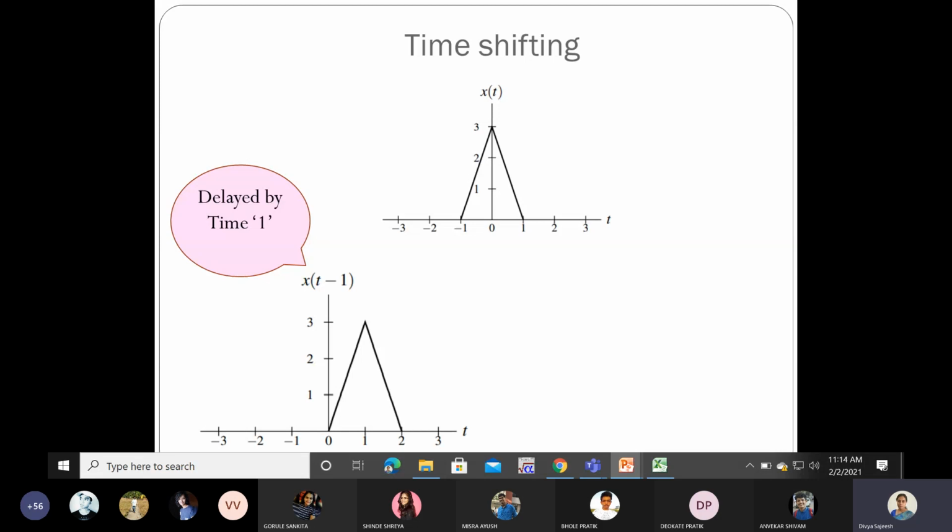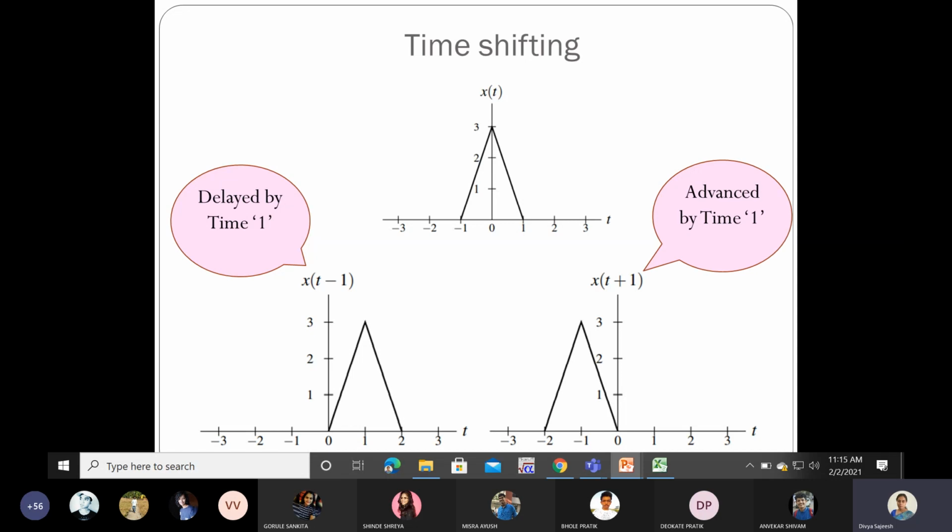Now let us take the next one, x of t plus 1, where here b is minus 1. So x of t minus of minus 1 will be x of t plus 1. Now the signal will get advanced by a time interval 1. You can see the signal whose edge was at minus 1 has now shifted to minus 2. Whose center was at the origin has now shifted to minus 1. And whose right-hand side position was at 1 has now shifted to the origin. So the entire signal has advanced by a time of 1.